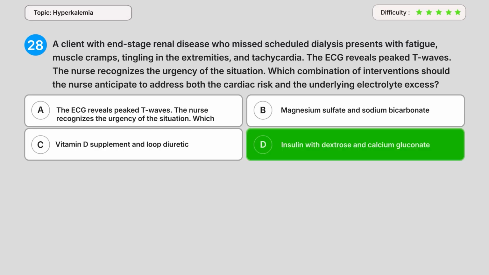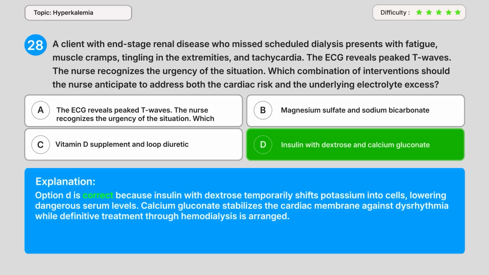Correct answer: D. Insulin with dextrose and calcium gluconate. Explanation: option D is correct because insulin with dextrose temporarily shifts potassium into cells, lowering dangerous serum levels. Calcium gluconate stabilizes the cardiac membrane against dysrhythmia, while definitive treatment through hemodialysis is arranged.